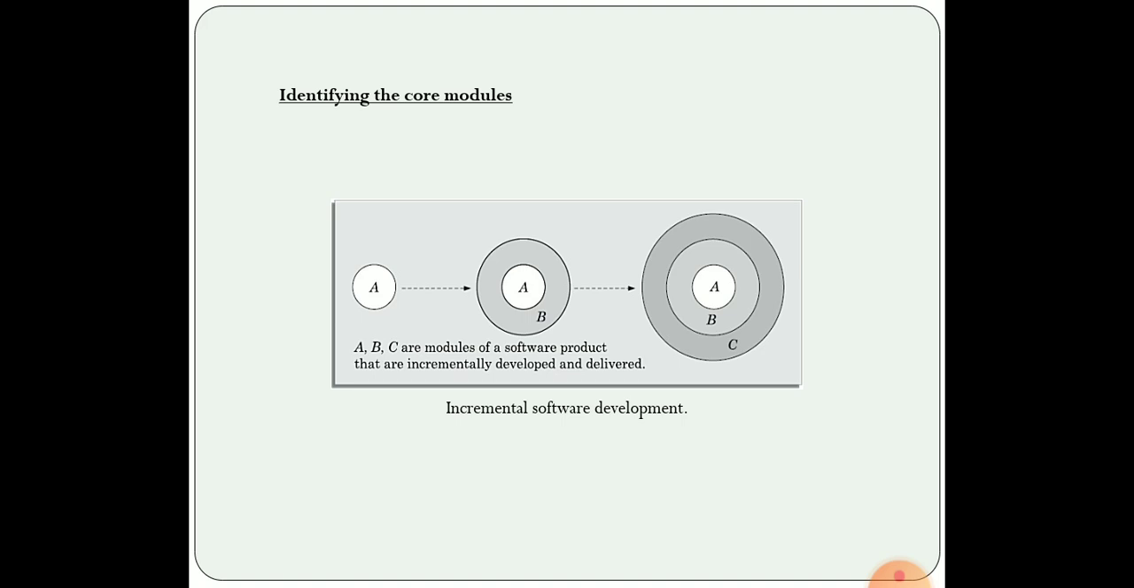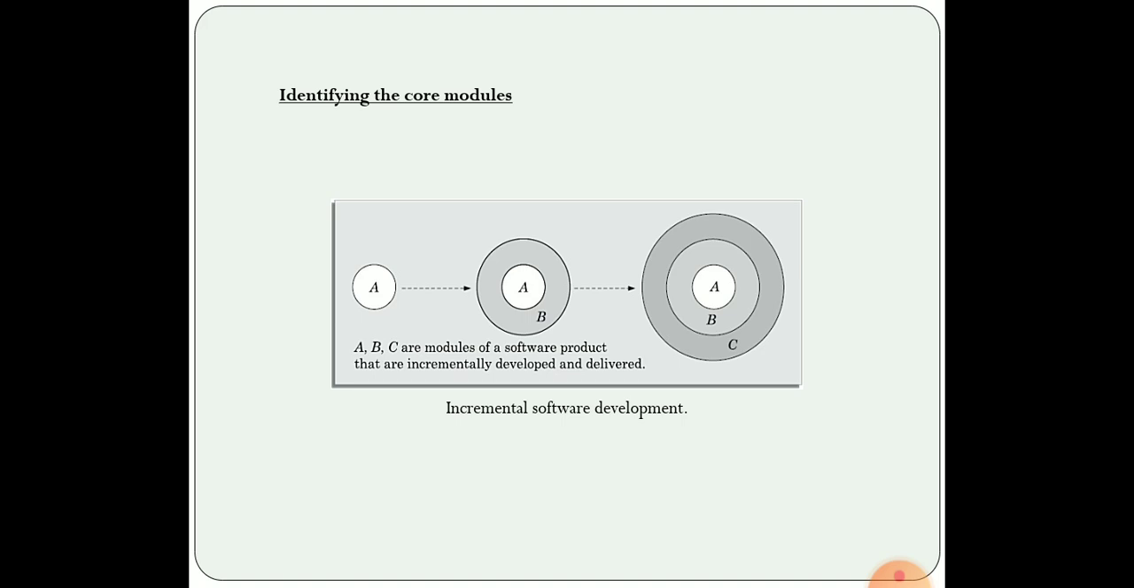The modules in the software that can function without communicating with or depending on other modules are called the core modules. So, first we identify the core modules of the software, then these functionalities are developed, and once the core modules are formed, additional functionalities are successively or incrementally added to these modules. So, this forms the incremental software development model.